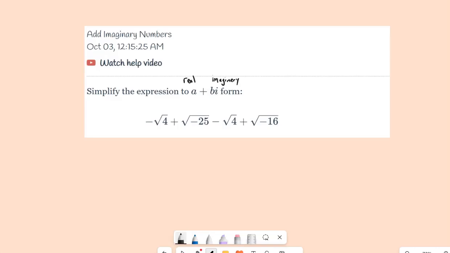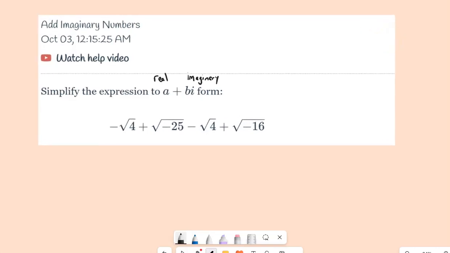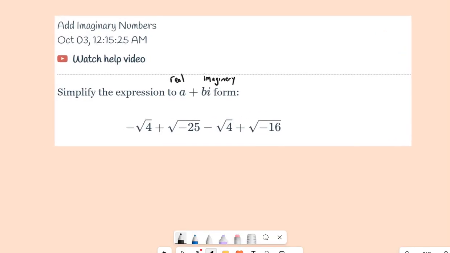Now we are adding imaginary numbers, and we're going to simplify it in a plus bi form. The a part will be real, and the bi part will be imaginary. That's called a complex number. So dealing with complex numbers, a complex number is part real, part imaginary. Okay. So I add these numbers up.